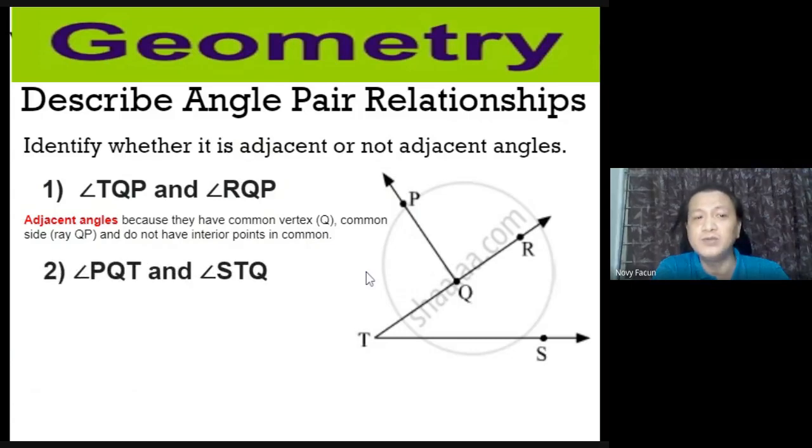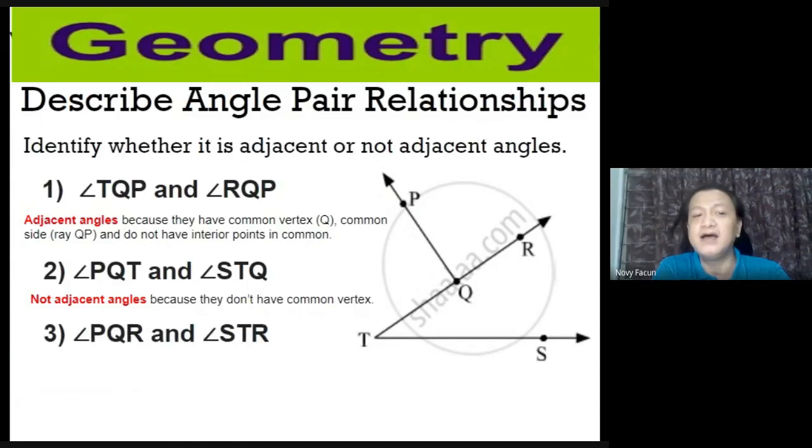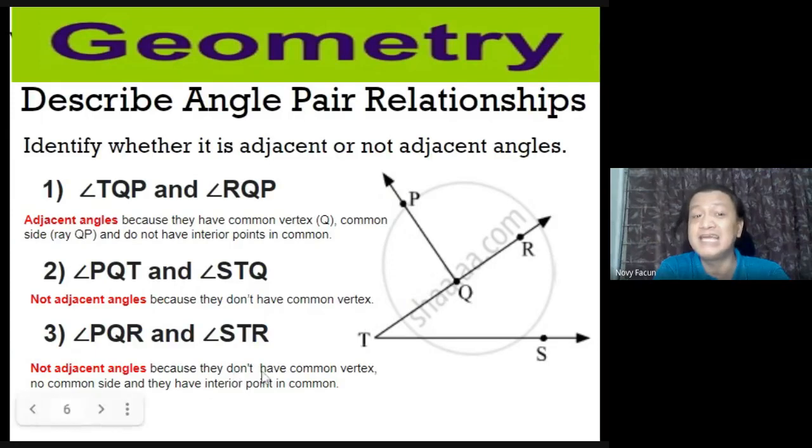Another, we have number 2, angle PQT and angle STQ. This is not adjacent. Bakit kaya siya not adjacent? Because they don't have common vertex. Okay. And number 3, angle PQR and angle STR. This is not adjacent because they don't have common vertex, no common side, and they have interior points in common. So, ibig sabihin, hindi siya adjacent kapag nakita natin yung mga wala silang common vertex, common side.